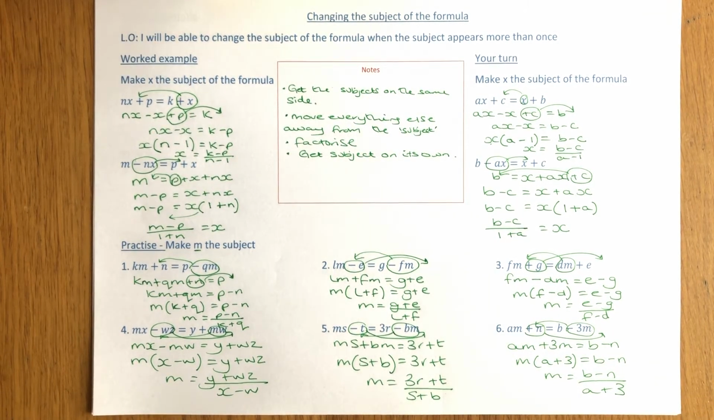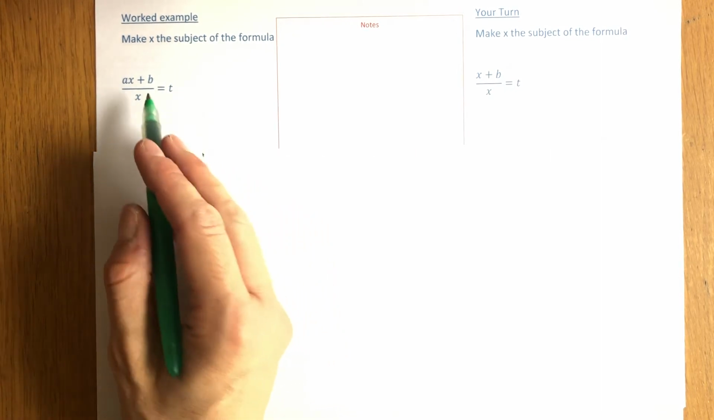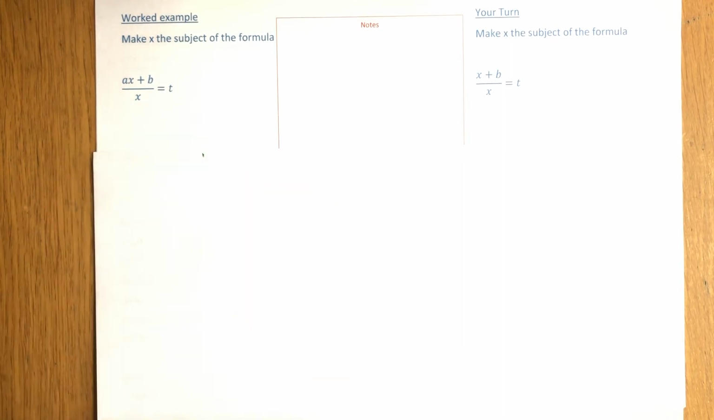Okay, hopefully you got all of those correct. Let's look at our next example. Make x the subject of the formula. We've got ax add b divided by x equals t.